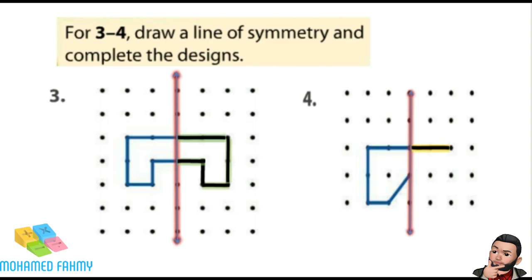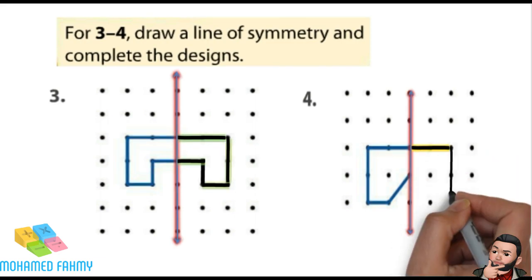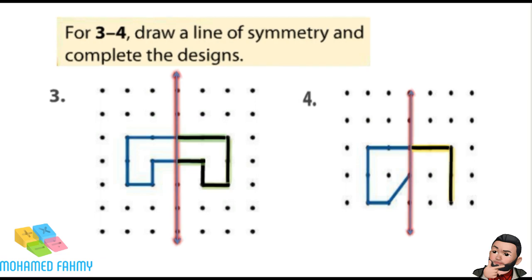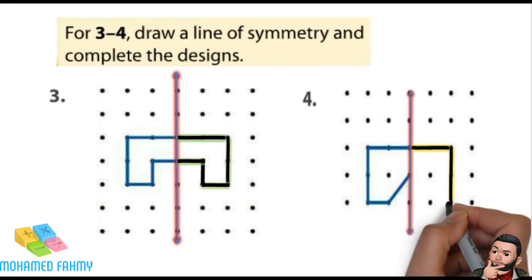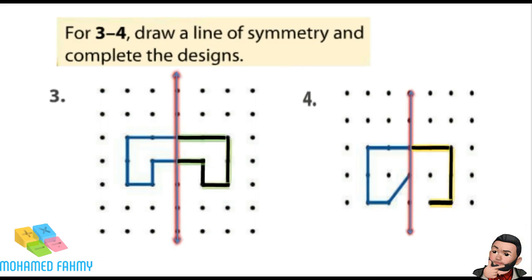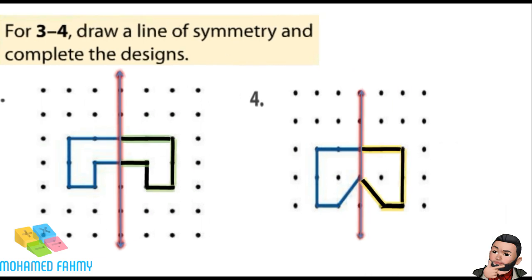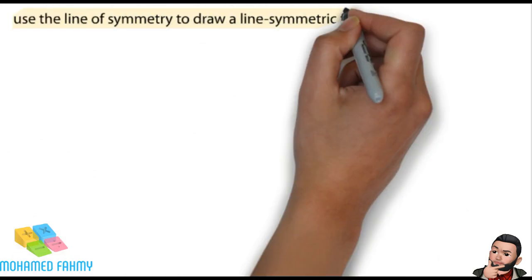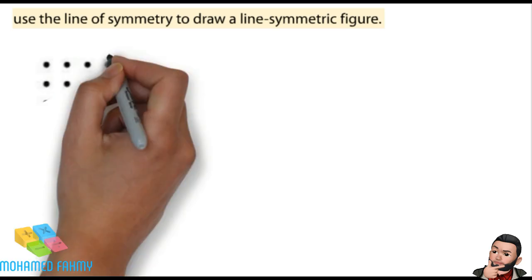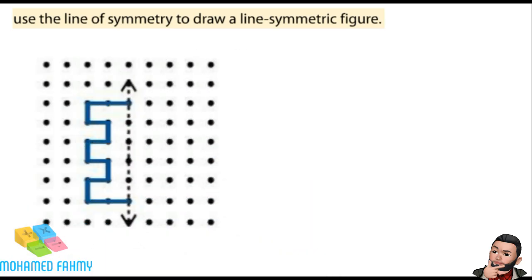Then the other line is 2 units as well. Then 1 unit. Focus on completing the reflective part. The last line, as you see, is slanted, so we should do the same but in the opposite direction, like that. Use the line of symmetry to draw a line symmetric figure. These examples are more difficult than the previous ones, but we will use the same exact way.